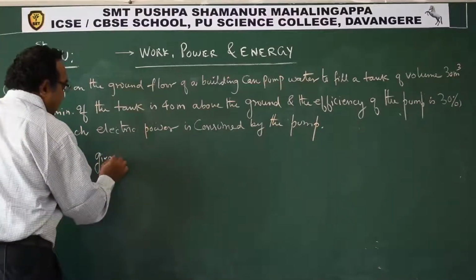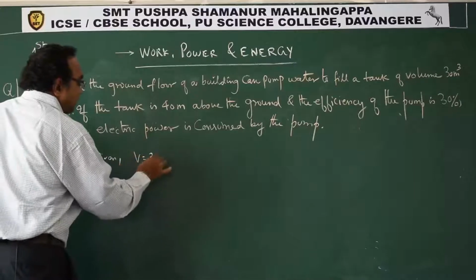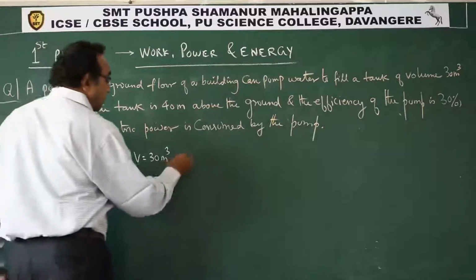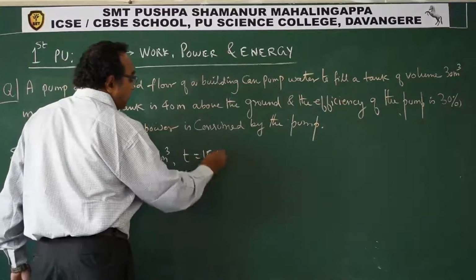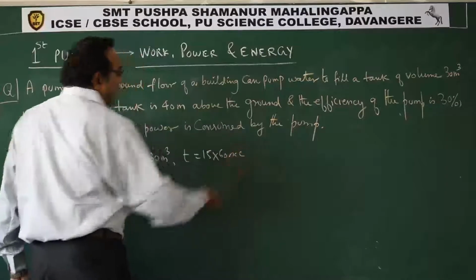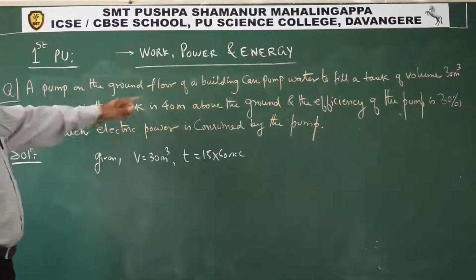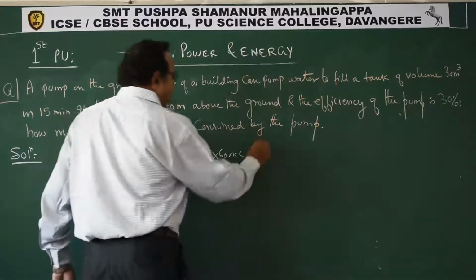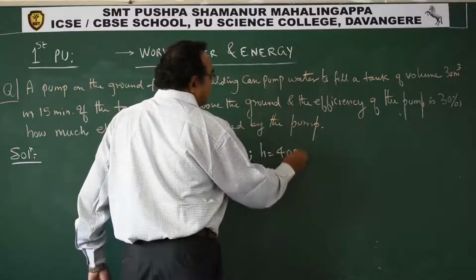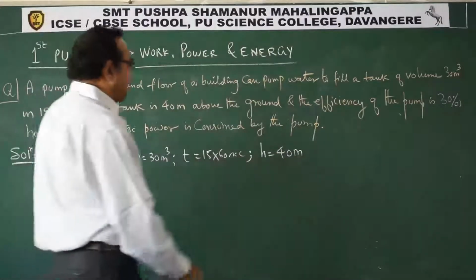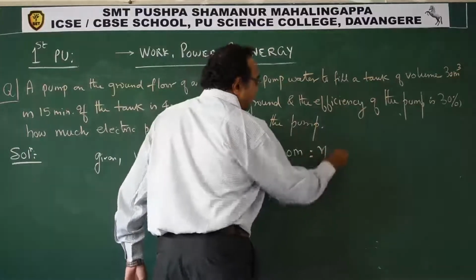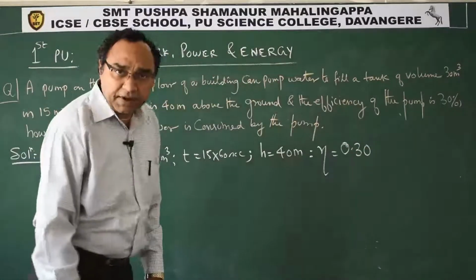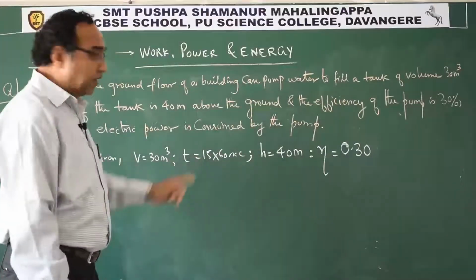So what are the given quantities? Volume is given as 30 cubic meter, in 15 minutes, so t is given as 15 minutes into 60, this will give you seconds. The tank is 40 meter above the ground, so h is equal to 40 meter, and the efficiency of the pump is given. Efficiency of the pump is 0.3, 30%, so it is 30/100, so it is 0.3. Always take it this way.